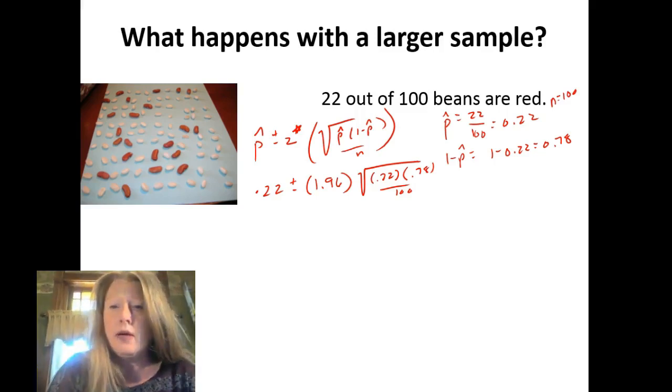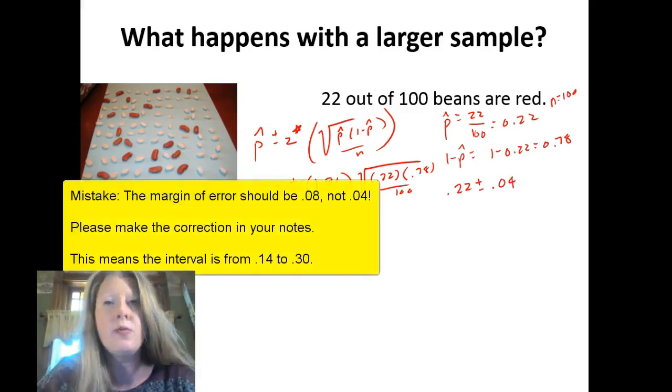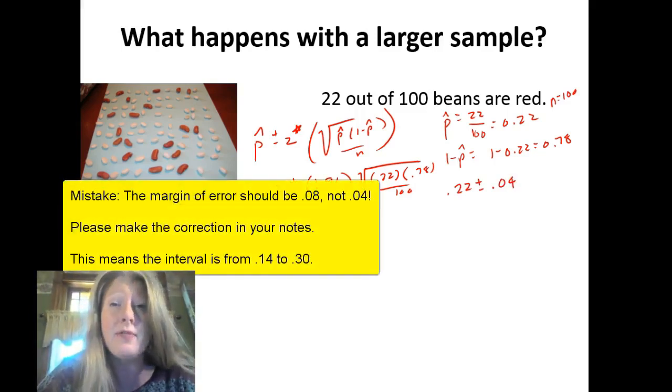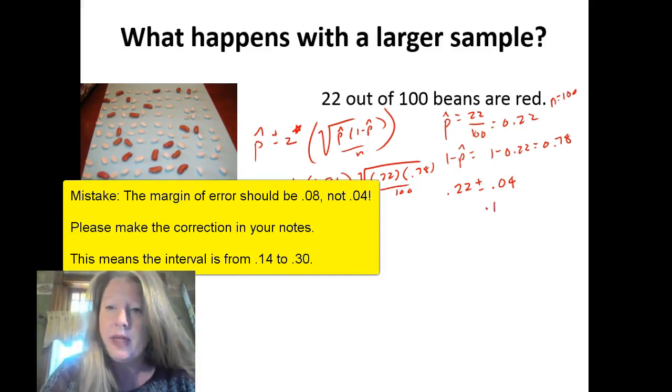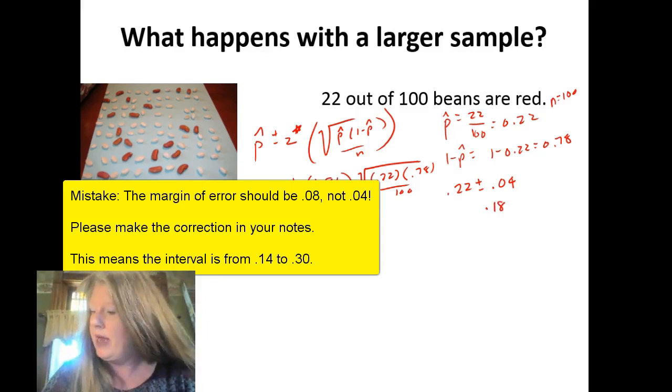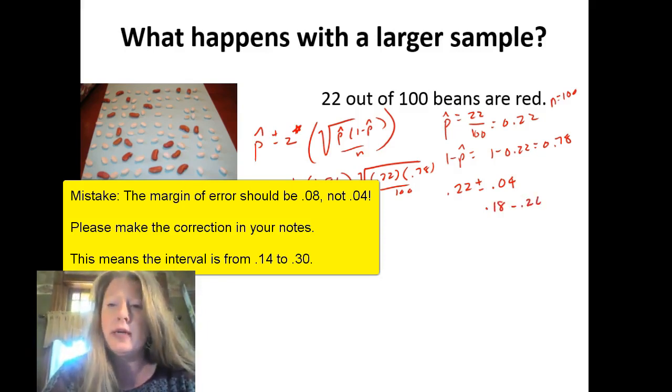I end up with 0.22 plus or minus approximately 0.04. So again, if you're doing this with me, you might get slightly different numbers if you've rounded in a different way, but as long as we're in the same ballpark, that's what matters. And this will give me 0.18 to 0.26.